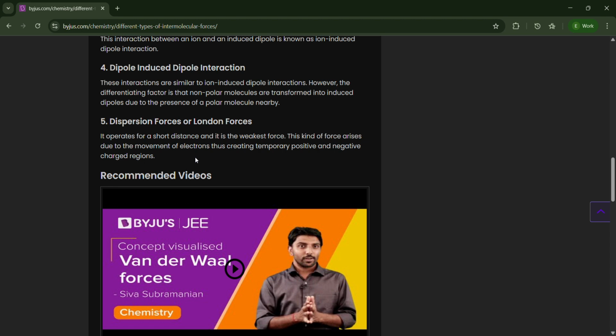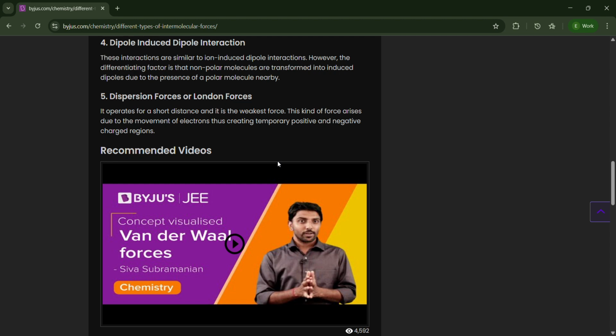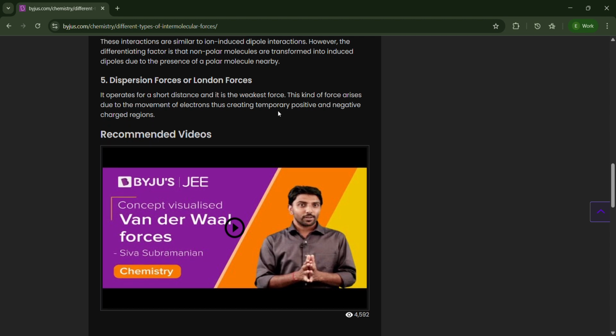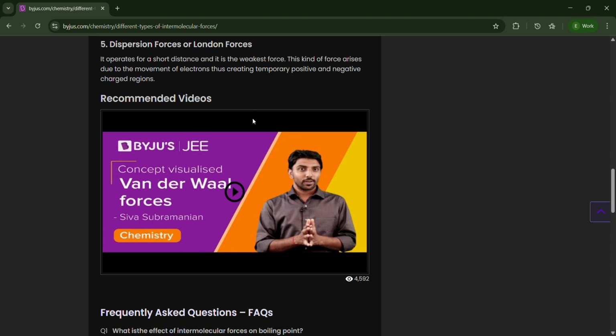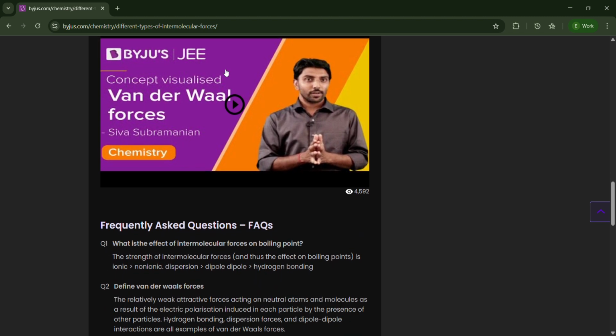It operates for a short distance and it is the weakest. But London forces, as we read previously, are quite strong in liquids and solids. And the force decreases by a factor of 1 upon r cube when they are separated by unit distance. This kind of force arises due to the movement of electrons, thus creating temporary positively or negatively charged regions.